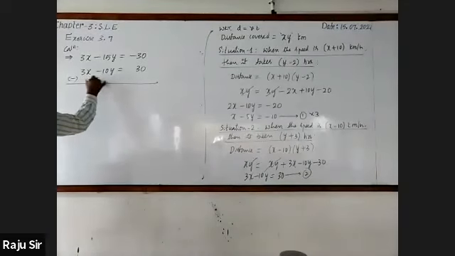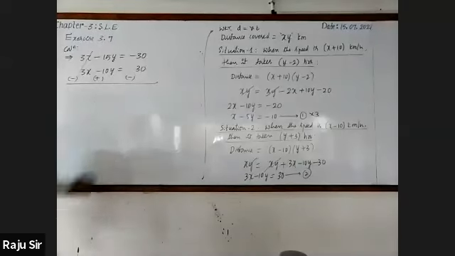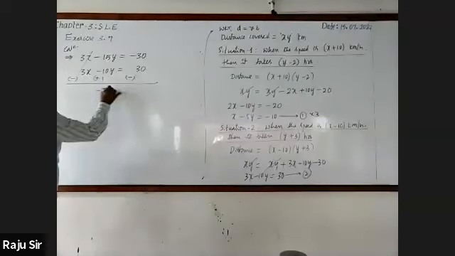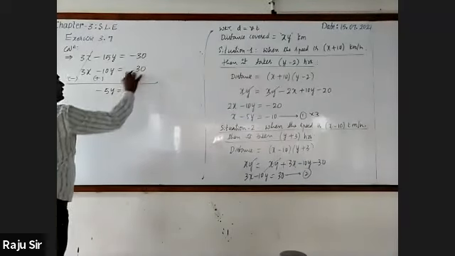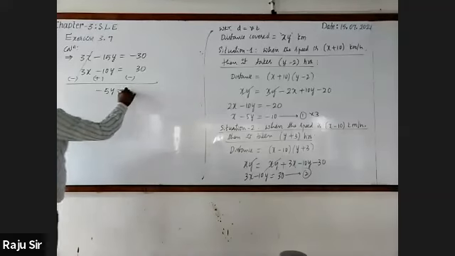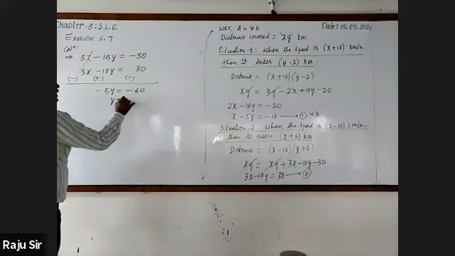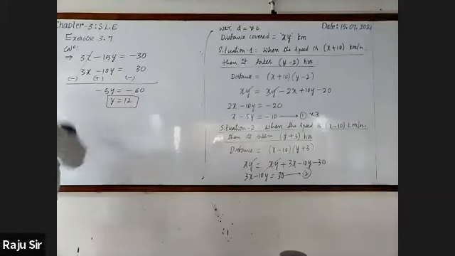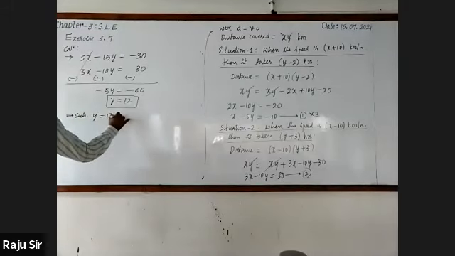Change the sign. Minus becomes plus and plus becomes minus. Get cancelled. Minus 15y plus 10y is minus 5y. Minus 5y, minus 30, minus 30. Minus 60 over minus 5y, so 60 divided by 5. Have you got the same? Y is equal to 12. Yes, sir. Then substitute y equal to 12.